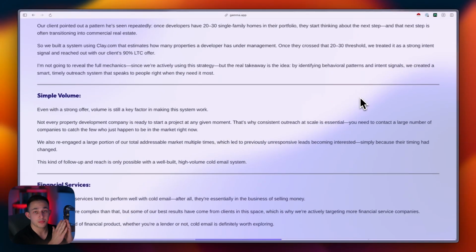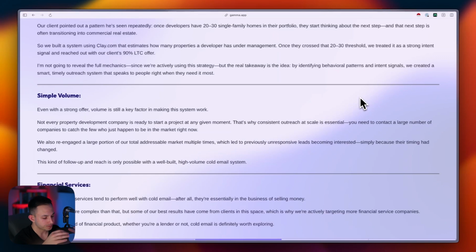Now, the next thing is simple volume. This is one of those things that's overlooked in situations like this. Even with a strong offer, volume is still going to be key to making this whole thing work. Not every property development company is starting a project right now, and the ones that are starting them aren't all commercial. So you can imagine you need to talk to a lot of people before you find someone who's actually qualified. And that's why consistent outreach at scale is essential, okay? Now, you need to contact a large number of companies to catch the few who just happen to be in the market right now. And keep in mind, it's not that they just have to be in the market. They have to be in the market when you contact them specifically, okay?